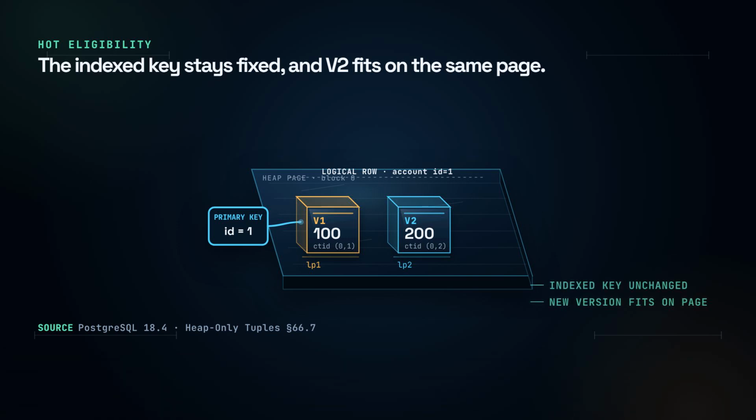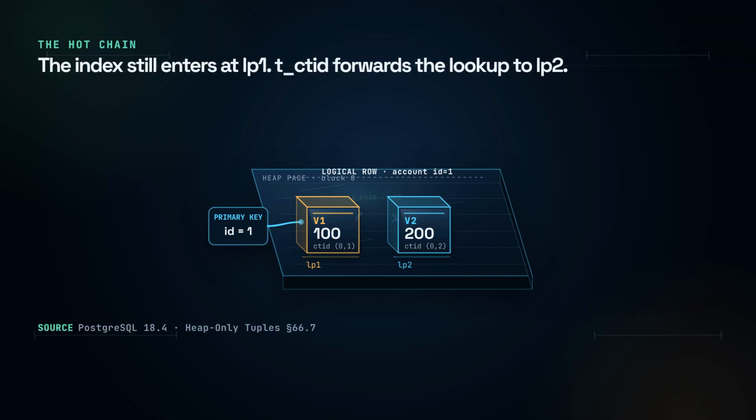The useful model is not, compare two numbers. It is, check who created this version, whether that work committed in time for my snapshot, and whether a change that superseded it is visible to me.